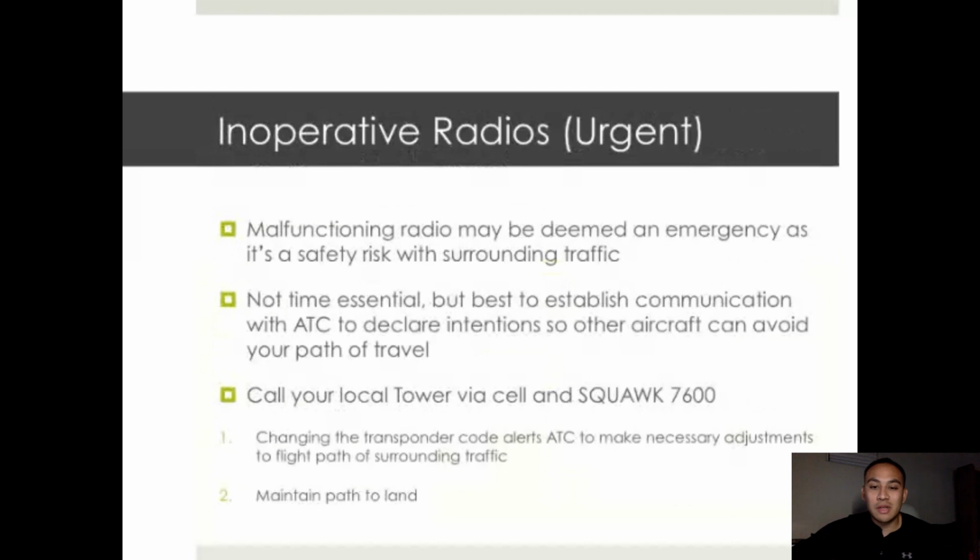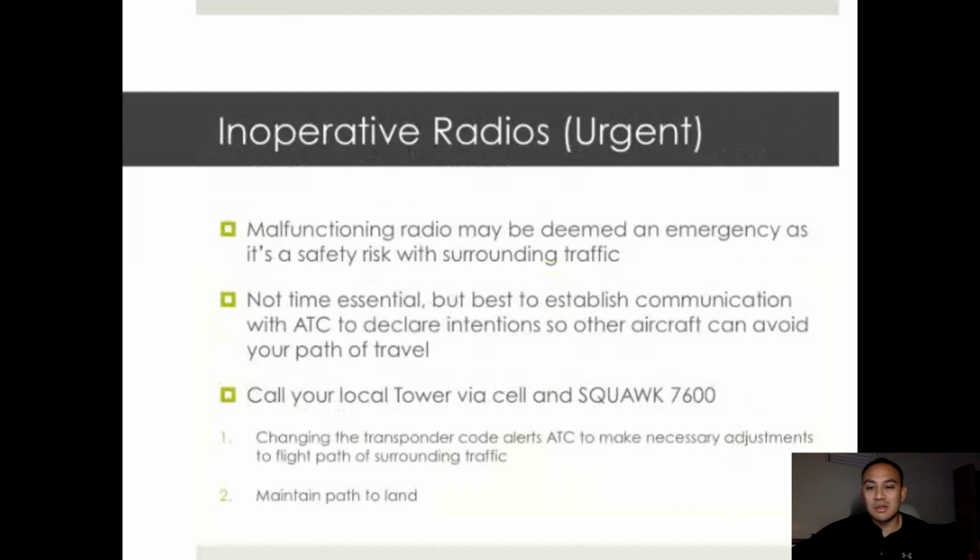A malfunctioning radio may be deemed an emergency as it is a safety risk with surrounding traffic because you don't know where everybody's at and you can't let Tower or ATC know what your intentions are if you plan to come back or if you're in the middle of a cross country. You need to be talking to so many different people. But even though it's not time essential, it's still an in-flight emergency.